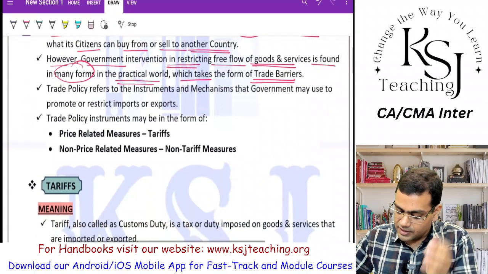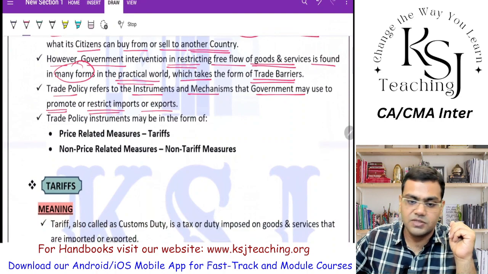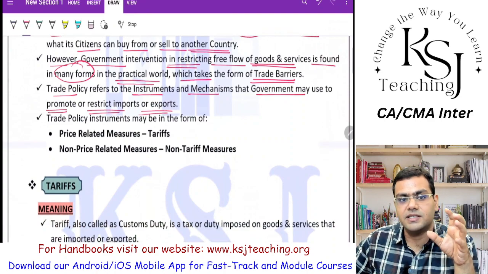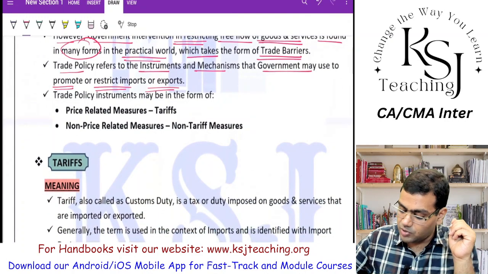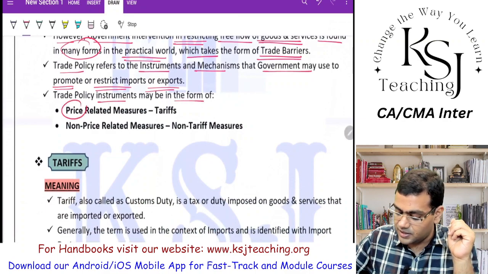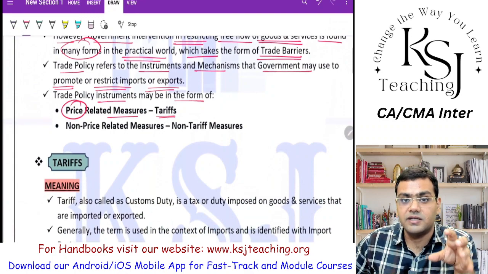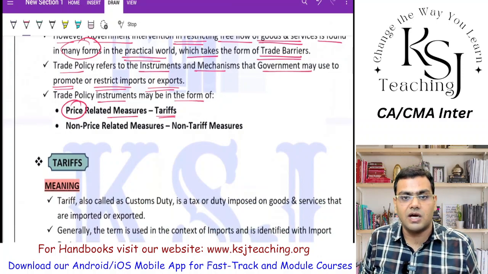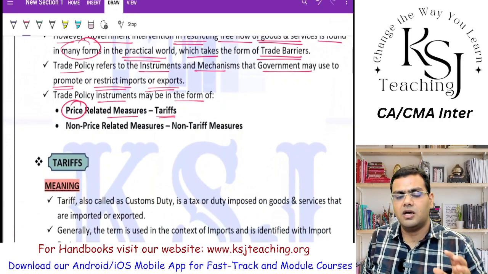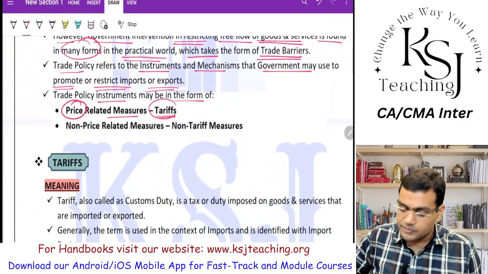Clear? So trade policy refers to the instruments and the mechanisms that the government may use to promote or restrict the imports and exports, right? So these are all the tools, all the mechanisms, various ways in which the government can promote or restrict the imports and the exports. So trade policy instruments may be in the form of price related measures, that are known as tariff, right? Where there is price involvement, restriction in terms of price. Let's say the child is asking for 1,000 rupees. The parent says, no, I'm not going to give you more than 800 rupees. Where the monetary term is involved, that is known as tariff, right?